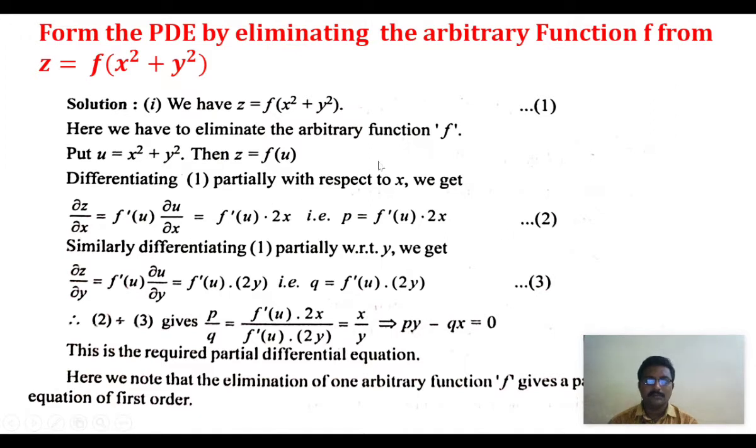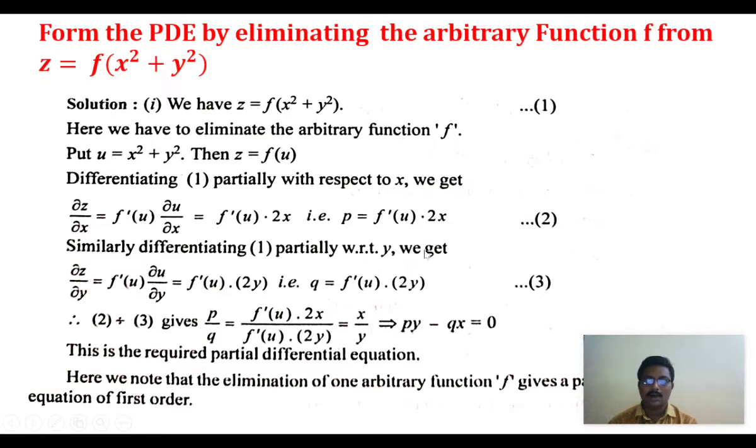Similarly, differentiating equation 1 partially with respect to y, ∂z/∂y, our denotation of partial differentiation is q. ∂z/∂y is q. Now the derivative of f(u) is f'(u), and u derivative with respect to y is ∂u/∂y. So u is differentiated partially with respect to y: x² derivative 0, y² derivative 2y. Thus we will have the value of q, that is q = f'(u) · 2y. Including the given equation, we will have now three equations.